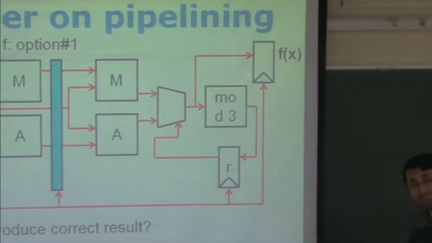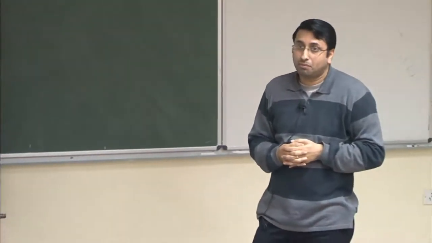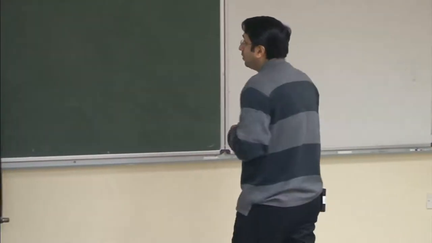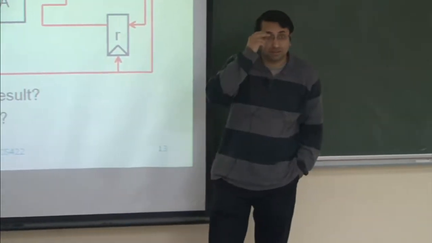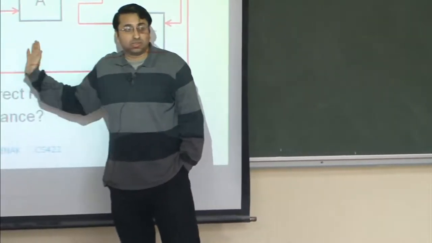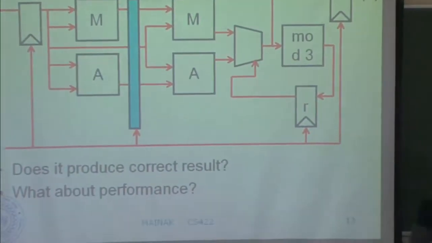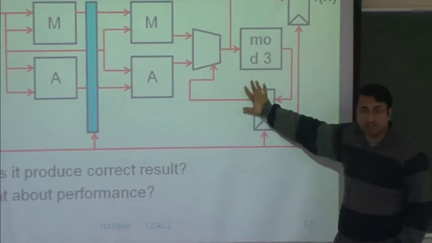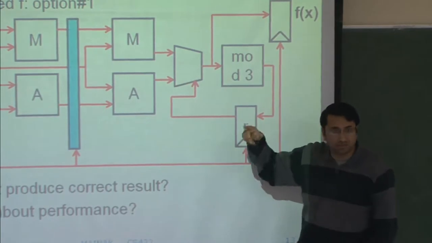What about performance? How good is this pipeline? What is the clock rate of this pipeline? How fast can I run this pipeline? Which stage is going to determine the pipeline frequency, you think? This one, right? Why is that? M is common in both, and you have something more extra here. So this is going to be the slower stage. As we have already seen, we should take the max of the two.